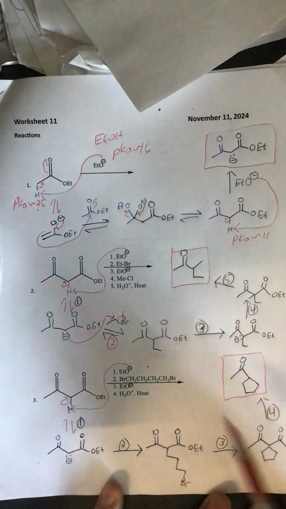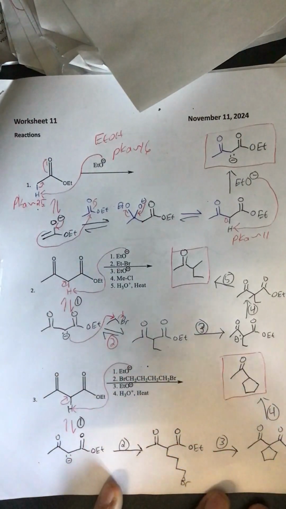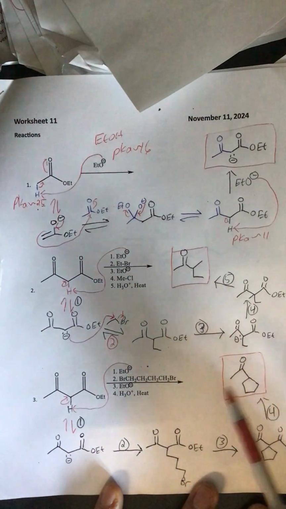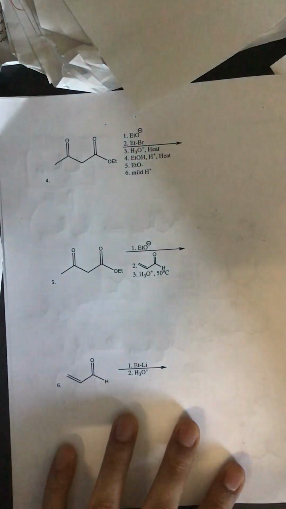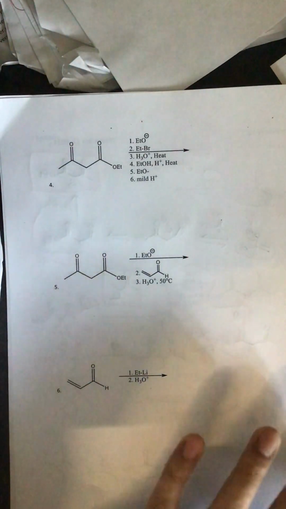All right, and then for 3, you can deprotonate. You can make a ring if you have something that has 2 halogens on it, and then you can decarboxylate and only end up with a ketone with a ring on the end. So this is a great way to make organic rings as well. All right, for the rest of these, we'll walk through the problems as normal.